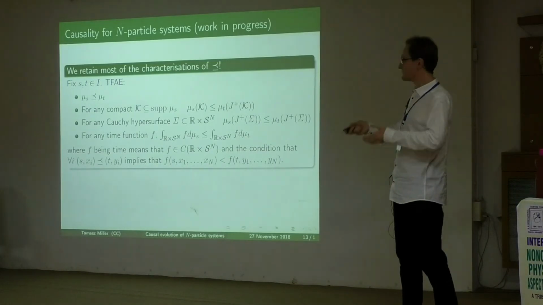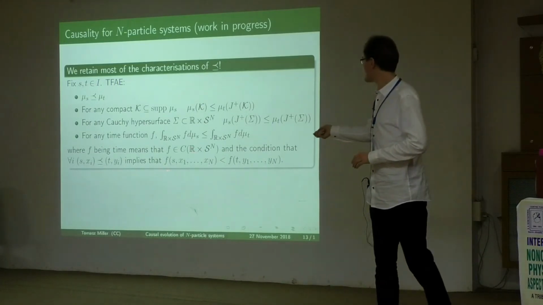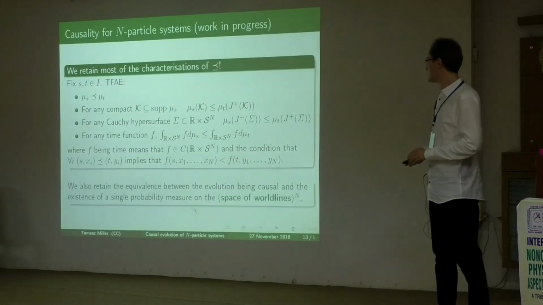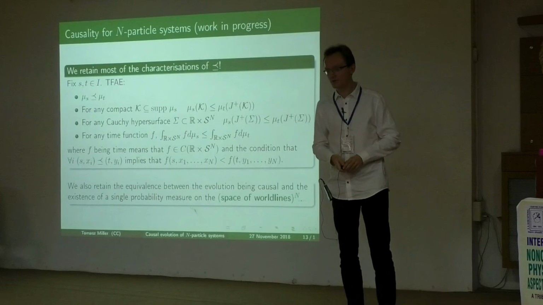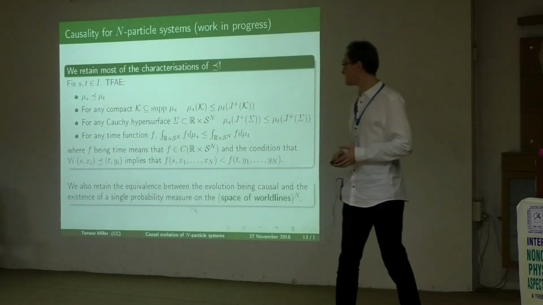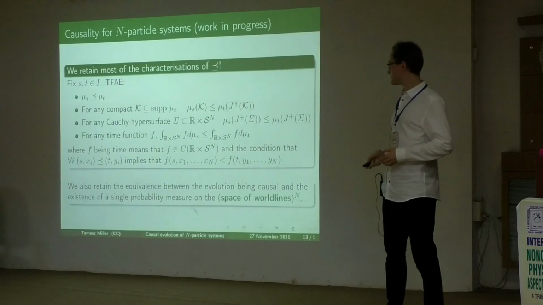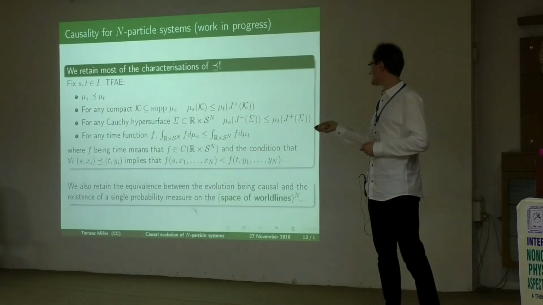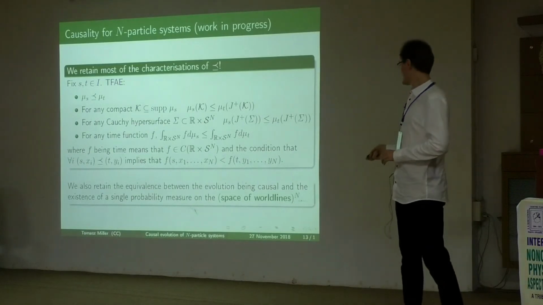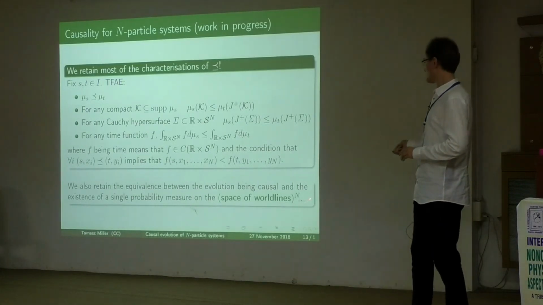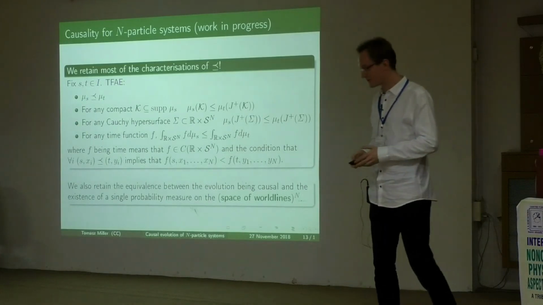Here a time function is a real-valued function which is continuous and strictly increasing along future-directed causal curves. And finally, it is also true that the notion of a causal time evolution of n-particle measures is actually generally covariant, independent from the choice of Cauchy temporal function, because one can prove an analogous theorem to the one I've shown before, and one can show that the causality of this map is equivalent to the existence of a single probability measure on the nth Cartesian power of the space of word lines. So this space again doesn't require fixing a Cauchy temporal function.